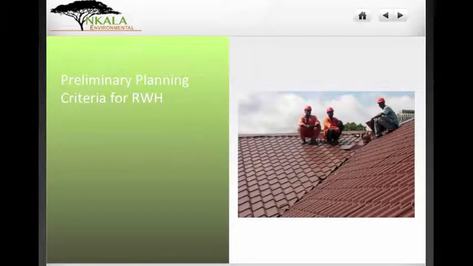Getting into some of the preliminary planning criteria for rainwater harvesting, as we talked about in other sessions, we have to look at the roof materials.